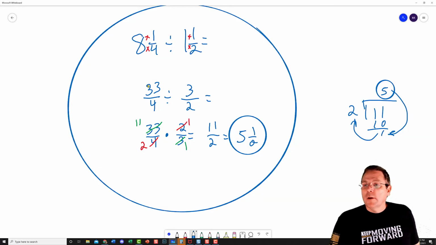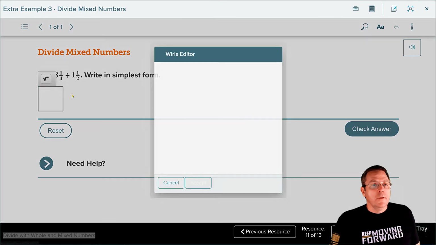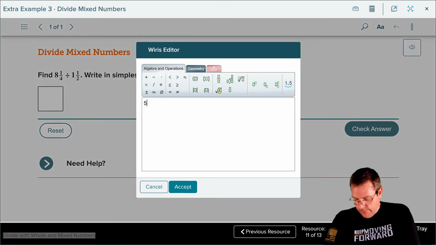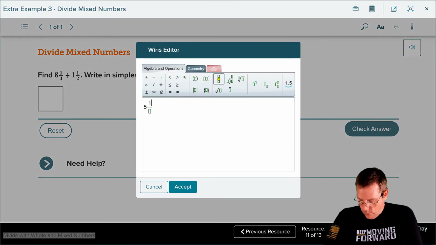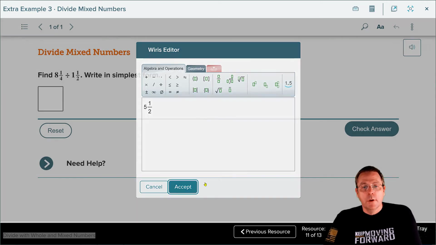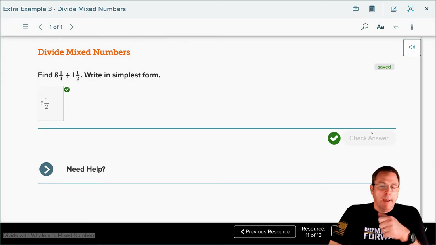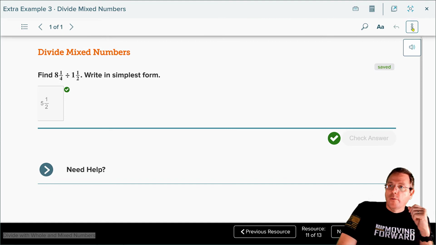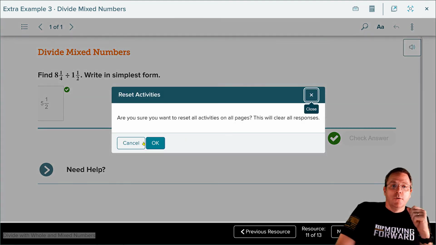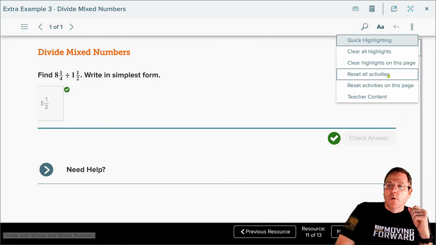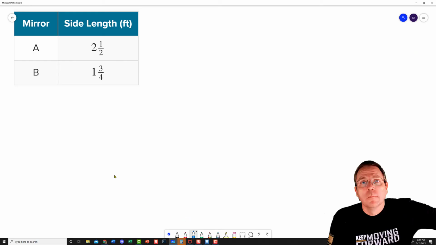Going back over here, we have 5 and 1/2 for our answer. Check it. 5 and 1 over 2. Accept, check, and the problem is good. All that is left for us to do now is to do our apply problem, and then we're going to be done with this lesson.